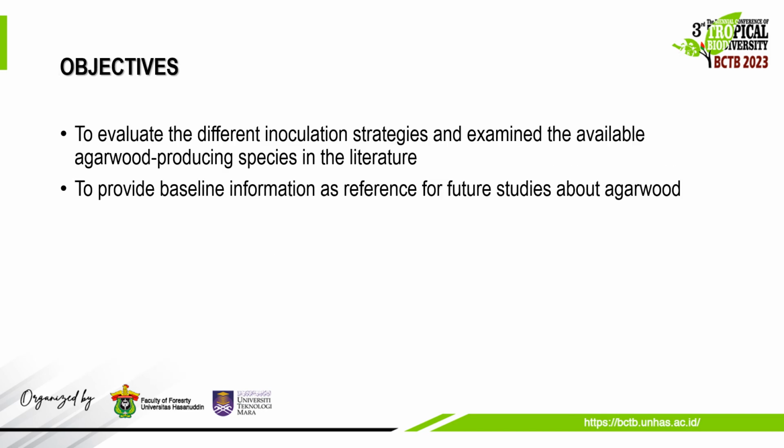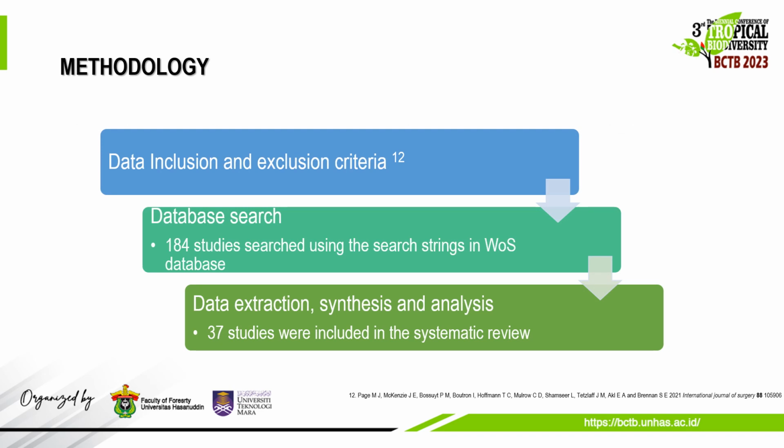Objectives. The study aims to evaluate the different inoculation strategies and examine the available agarwood producing species in the literature, and to provide baseline information as a reference for future studies about agarwood. The systematic review follows the approaches found in the Preferred Reporting Items for Systematic Reviews and Meta-Analyses, PRISMA, such as database search, data inclusion and exclusion criteria, and guidelines for eligibility. The review utilized only the Web of Science database.